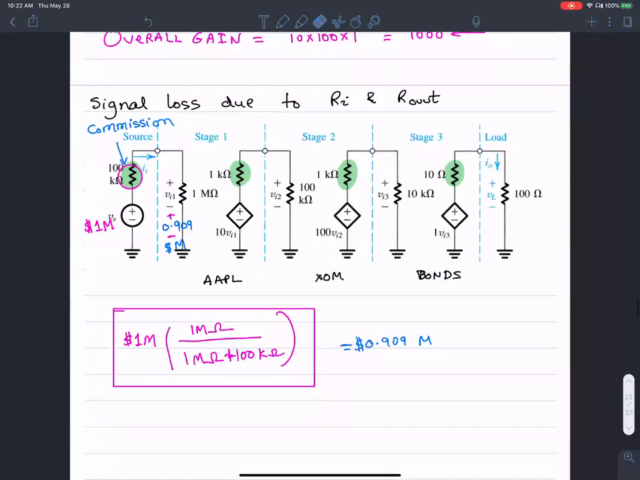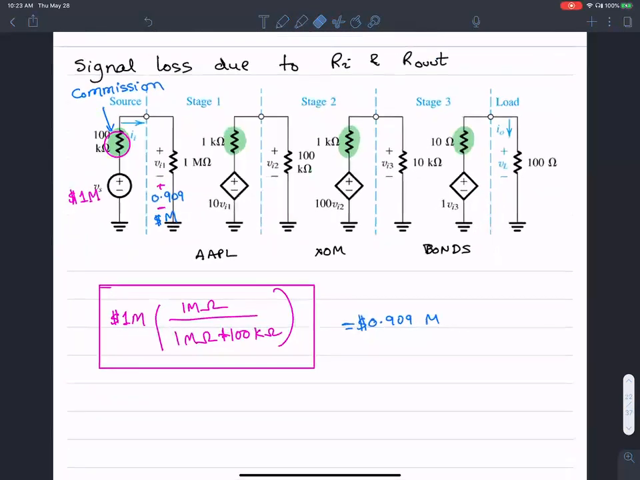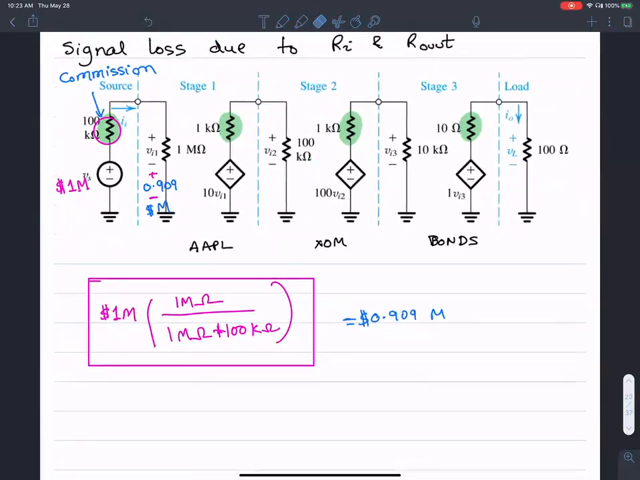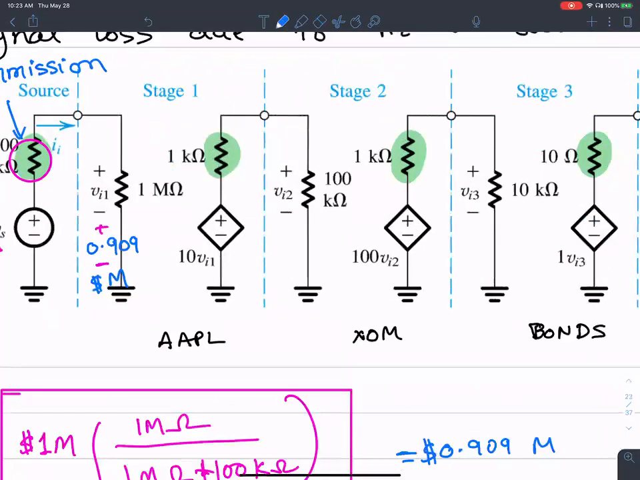All right, so the total $1 million is split between the 1 mega ohm resistance and the 100 kilo ohm resistance. That 100 kilo ohm resistance is commission that is not contributing to your investment at all. That is just money that your trading company charges. Now you're only left with $0.9 million to invest, and Apple does its magic and gives you a tenfold return. So now you have $9.09 million here.